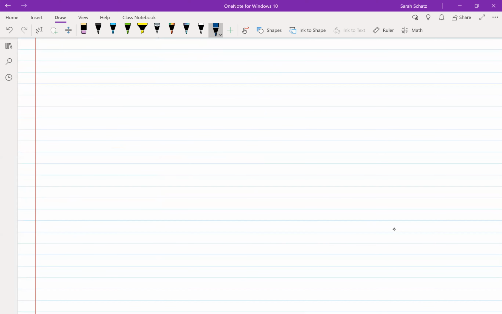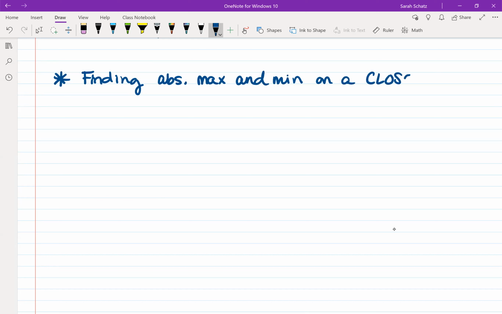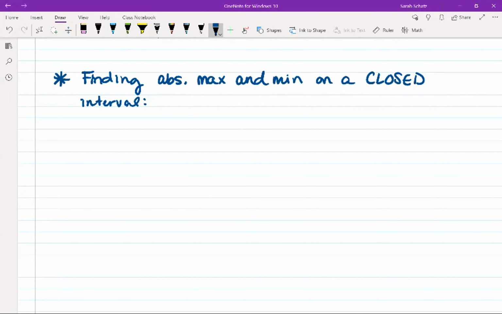And the first thing I'm going to do is lay out a list of steps. So when you are finding absolute max and min on a closed interval, so basically the interval with brackets on both sides, these are going to be your steps. Oh, hold on, I gotta check.